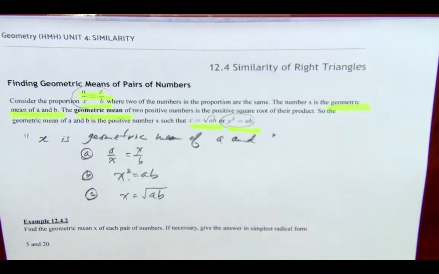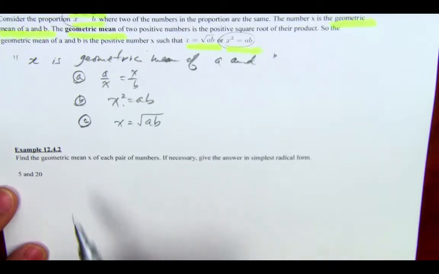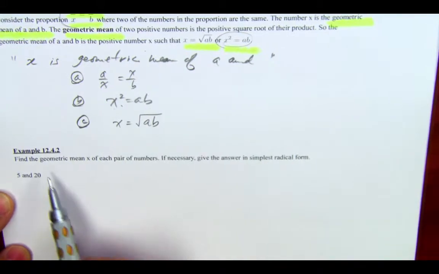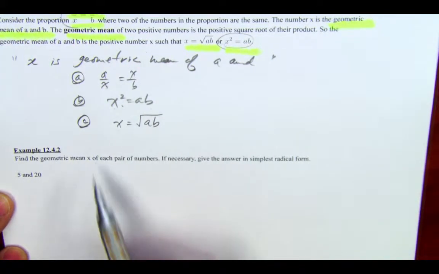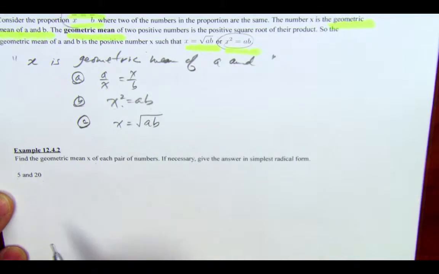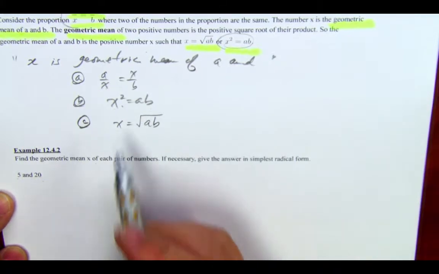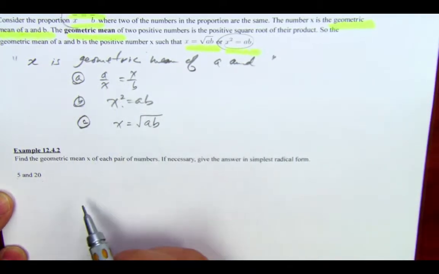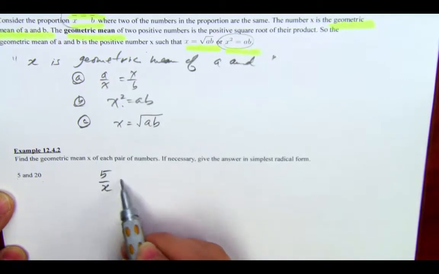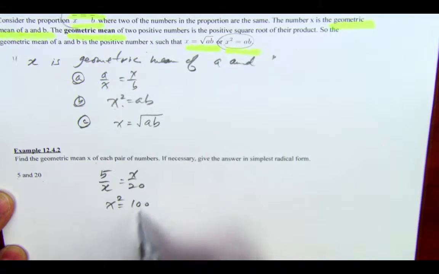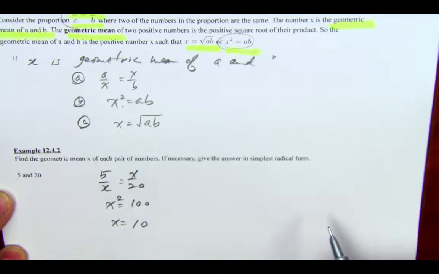Okay, so in that particular case, with a small example here, guys, we're trying to show that x is the geometric mean of the two numbers 5 and 20. If that's the case, you could use any one of these three, but I would actually prefer to just do it this way. Just get in the habit of doing that, guys, which is 100. X therefore is 10.